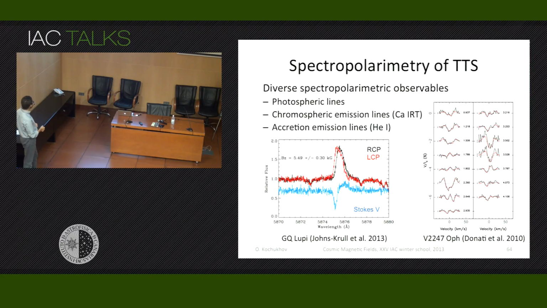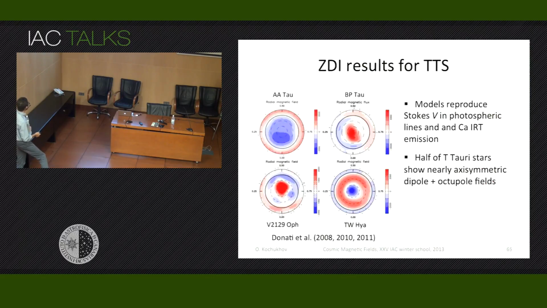And this is an example of detection of this field. This is Stokes V, and this is right and left circular polarized spectra, something we actually measure on the detector, and you clearly see a shift between them. So how this huge field can be compatible with lower fields seen in other observables is a mystery at the moment. Well, a few words about Zeeman Doppler imaging results.